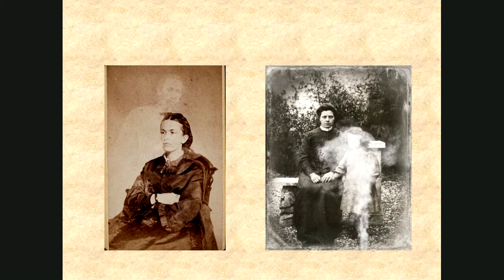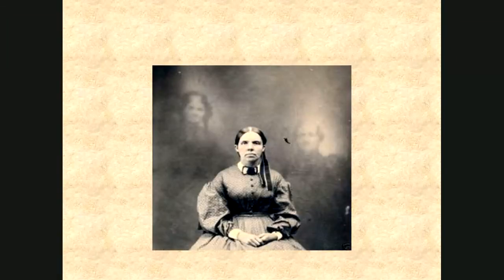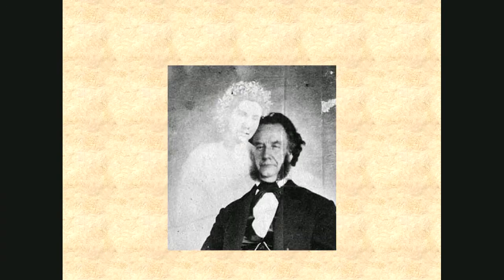So here you have, on the left, a man standing behind the woman. On the right, we have some smoke going up in front of a child. Here we have faded imagery in the background behind this woman. And then we have this man who has likely his lovely bride leaning on his head there. So again, a couple different ways this can be done.